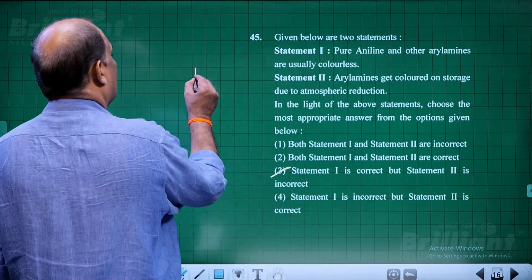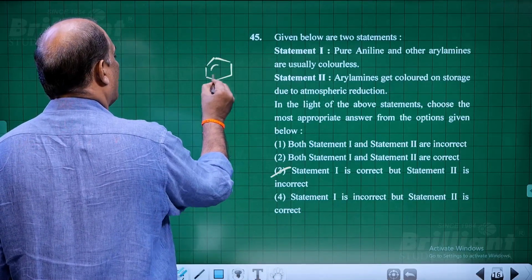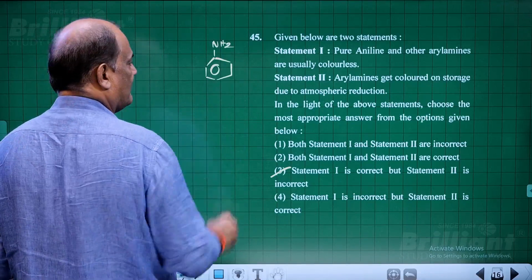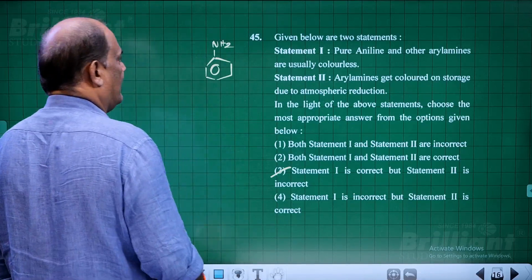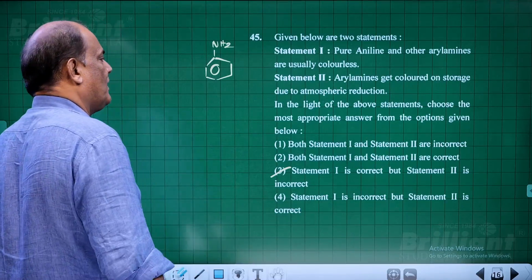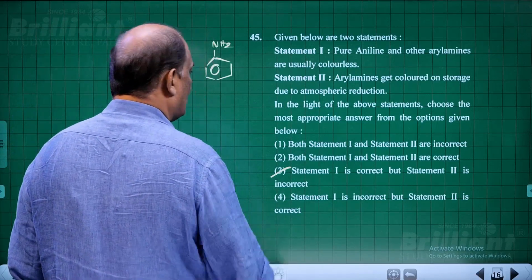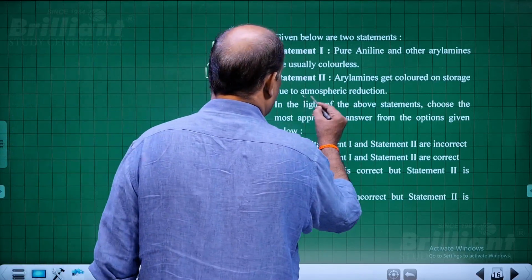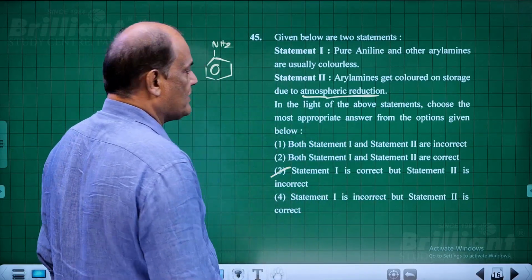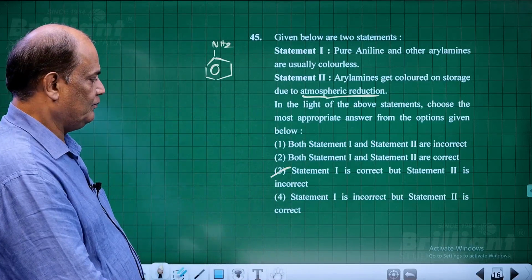Aryl amines means whenever there is an NH2 group directly attached to an aromatic system. This is aryl amine or aniline. Aniline means, in Portuguese, this is indigo. So this is the aryl amine. Aryl amines get colored on storage due to atmospheric reduction. So this is not correct. It is atmospheric oxidation. Generally, they give color.